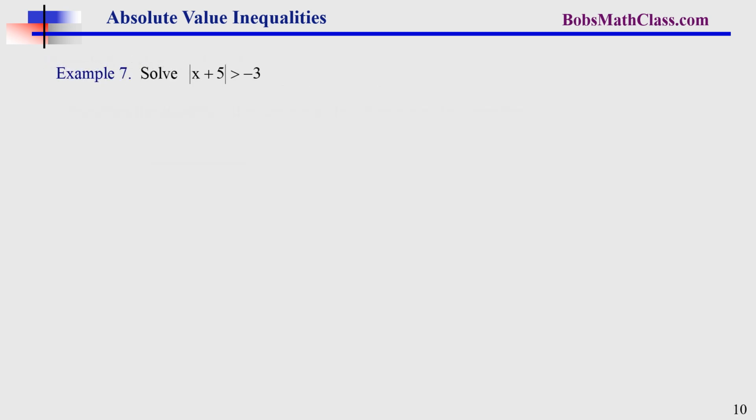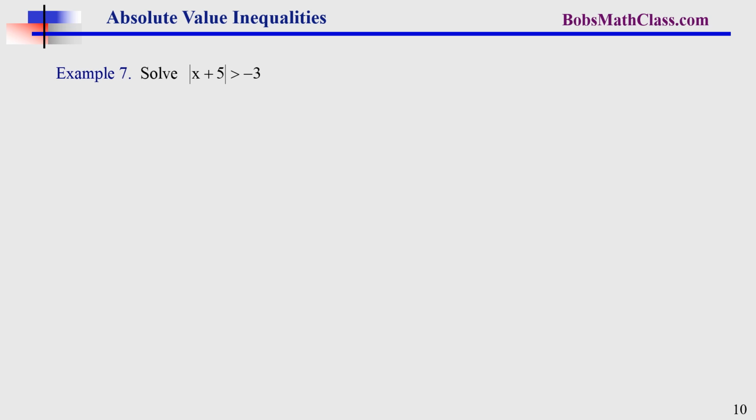Okay, so here's another one. This one's a little bit different. The absolute value of x plus 5 greater than a negative number. The absolute value, that gives us a positive. Actually, the smallest an absolute value could be is 0, right? But that's still greater than negative 3.